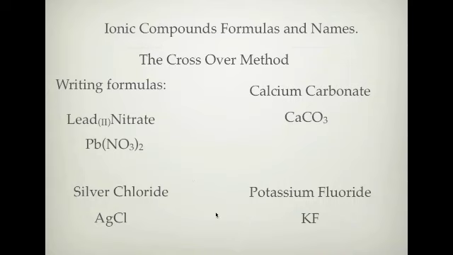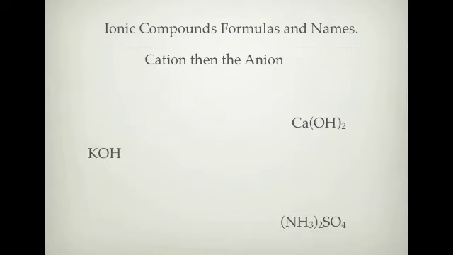Let's move on and let's look at how we name ionic compounds now. We name them by first of all writing the cation, and then afterwards we write the anion. So first of all, let's look at potassium over here. The cation is always listed first, and that's our potassium. Our anion is listed afterwards, which is hydroxide. So this one is potassium hydroxide, simply because we write the cation first and then the anion.